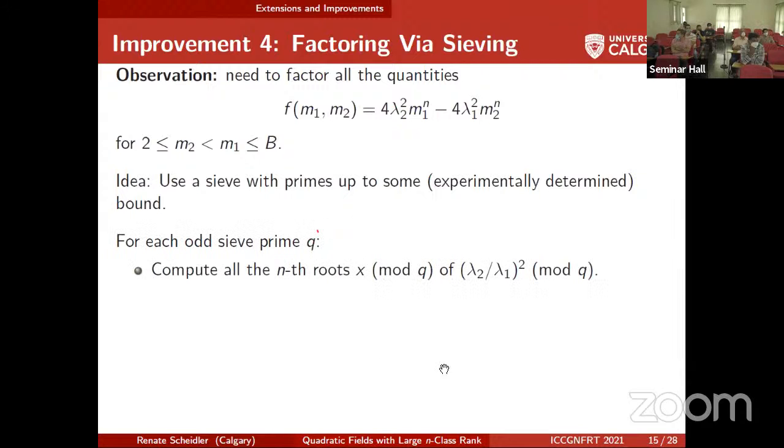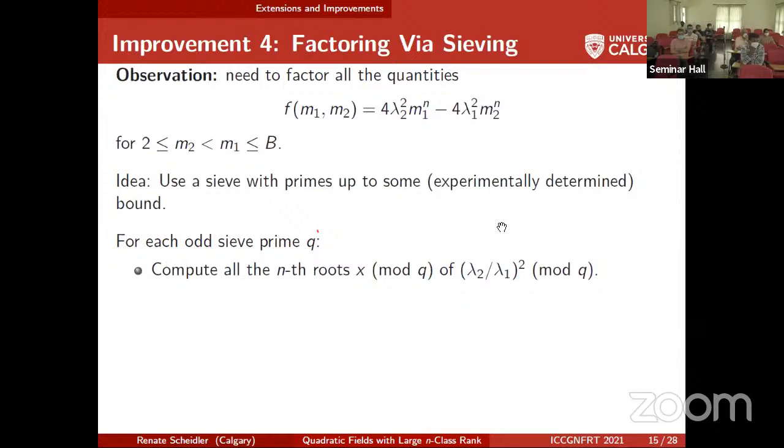Okay, and now, for each of these odd sieve primes, the first thing you do is you compute all the nth roots of this quantity modulo Q. So why is that? Well, if Q divides this quantity here, then this is congruent to 0 mod Q. And when you rearrange terms and get rid of the 4, let's just assume Q is odd for now, then you will see that m1 to the n divided by m2 to the n is lambda 2 squared divided by lambda 1 squared. So lambda 2 over lambda 1 squared is an nth root. So m1 over m2 is an nth root of this quantity.